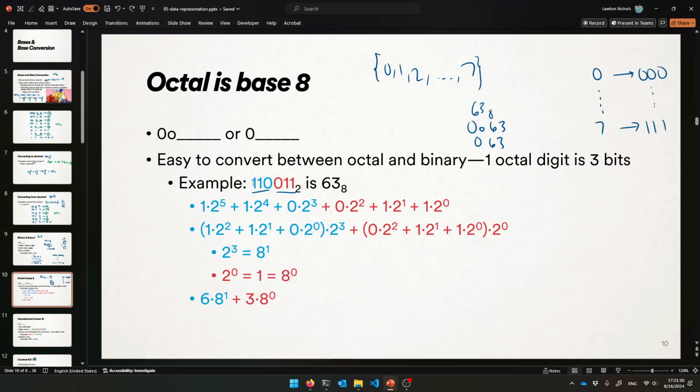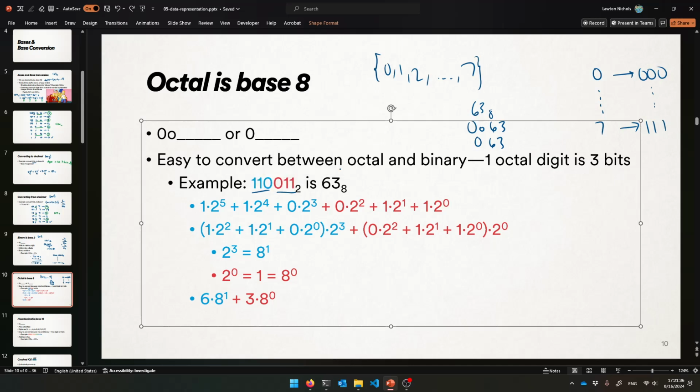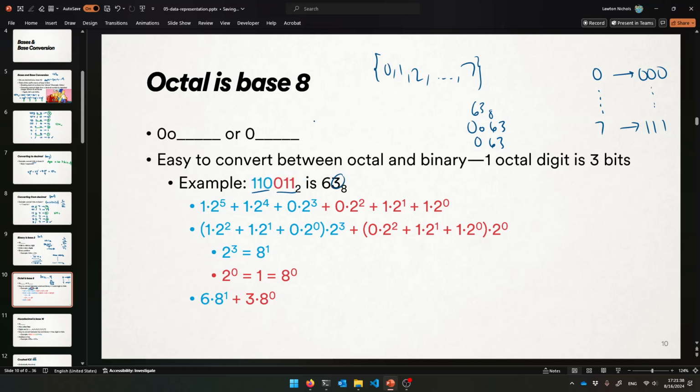Okay, so you don't have to prove it to yourself if you want to take my word for it, but you can just read them off, and you can go backwards too. The 3 corresponds to 011, 3 digits, and the 6 corresponds to 110. Bam, call it a day. You're done. All right, so that's octal, base 8.